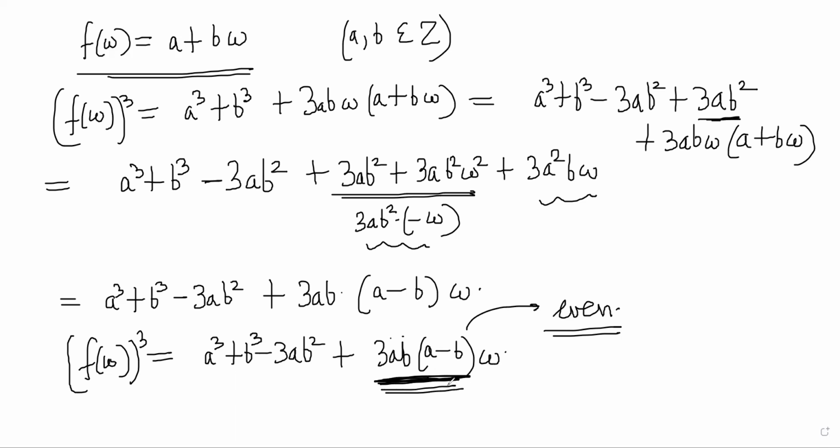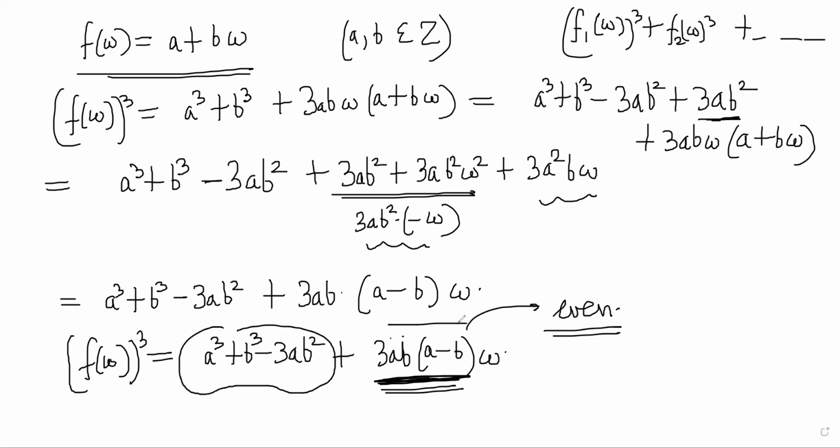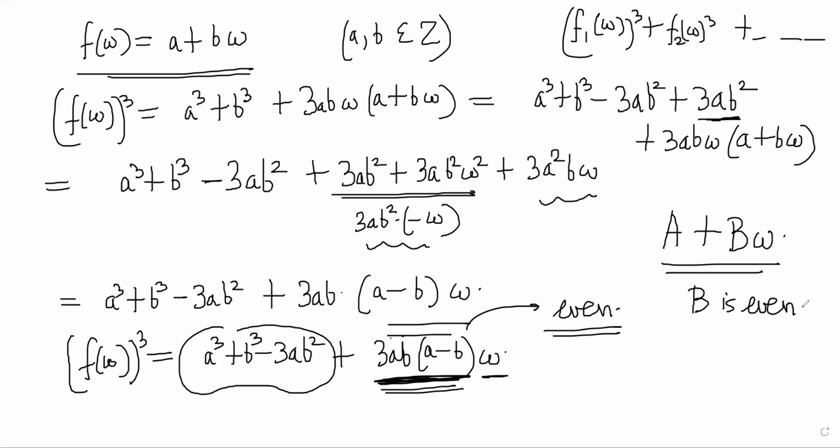So if this number is always even, similarly, we could have written f1 omega whole cube plus f2 omega whole cube in the same fashion. And you could always write it as a sum of this plus some even number times omega, right? So eventually we will get something like a plus capital B omega on the RHS, where B is even, right? However, the LHS was what? LHS was 9 omega plus 4. Because the LHS was 9x plus 4, here we are replacing x with omega. So LHS is 9 omega plus 4.